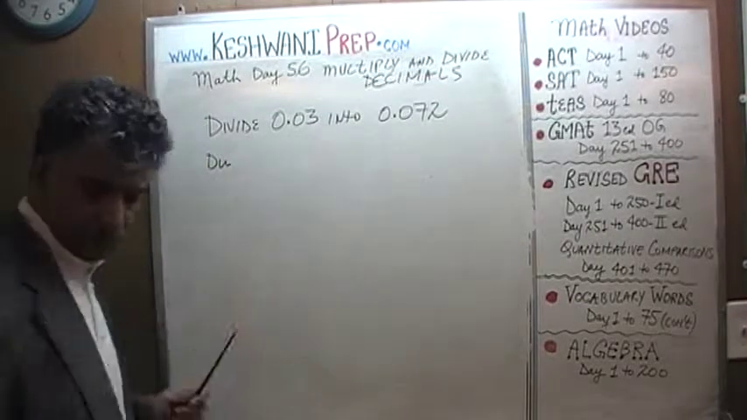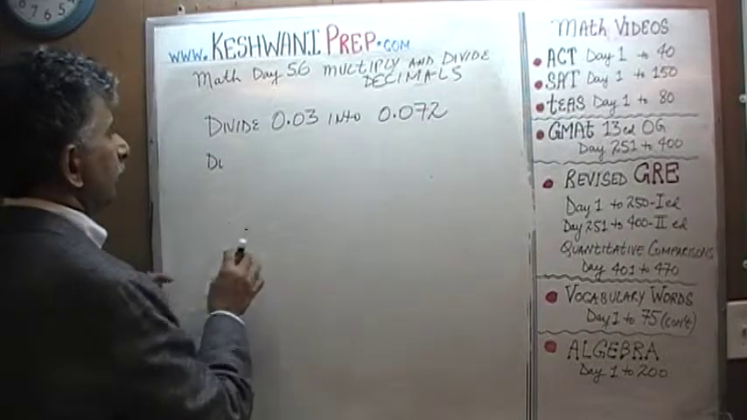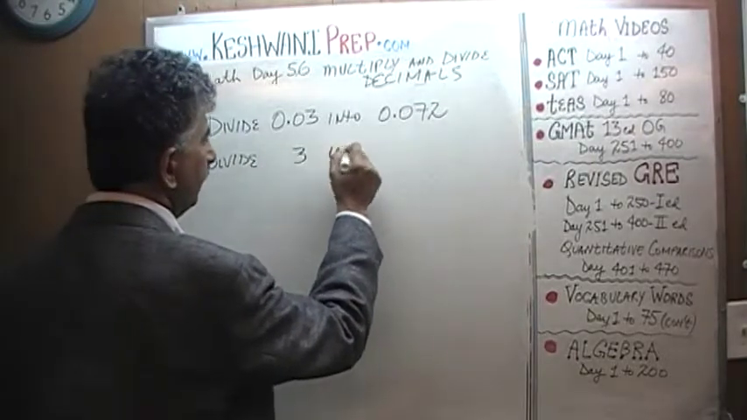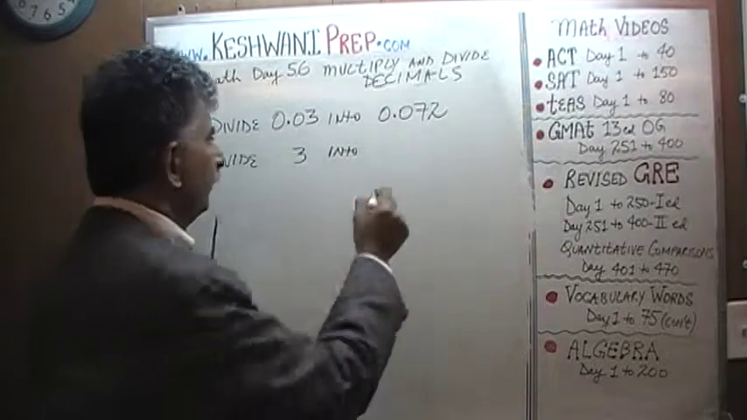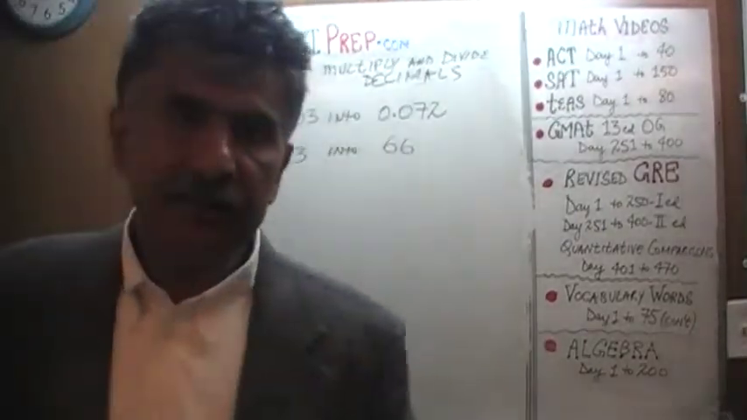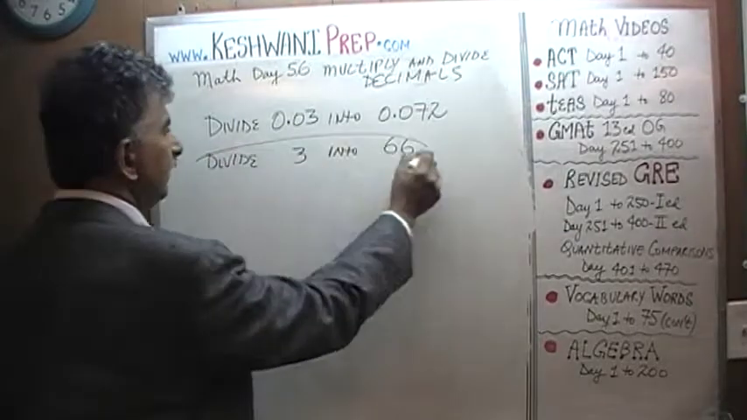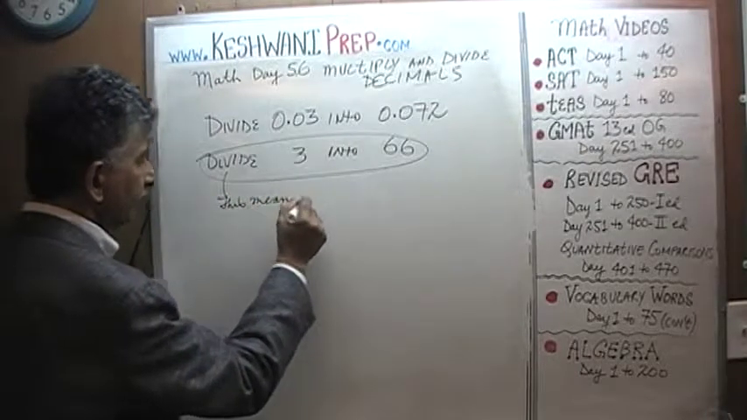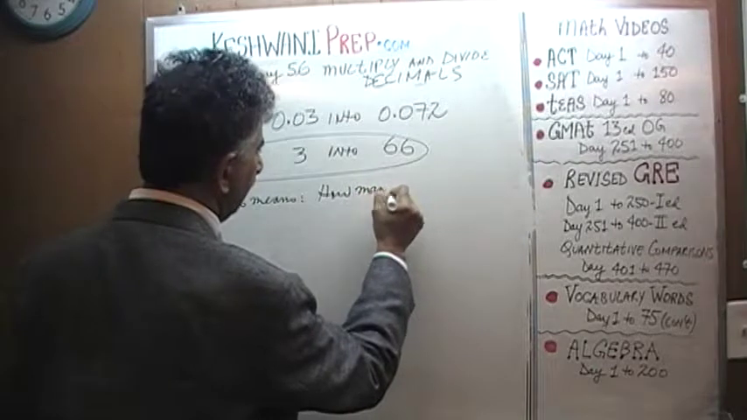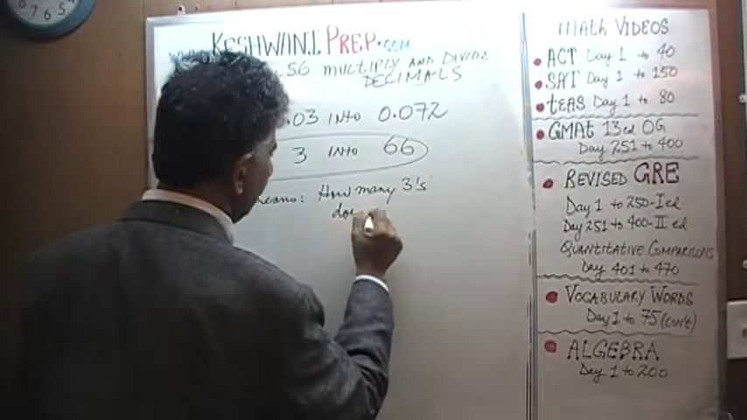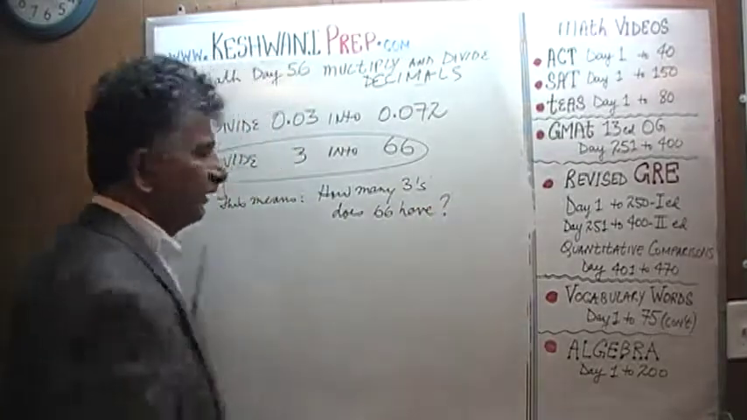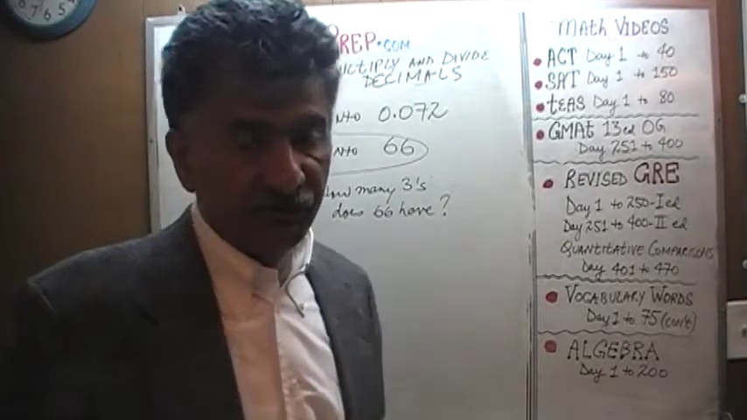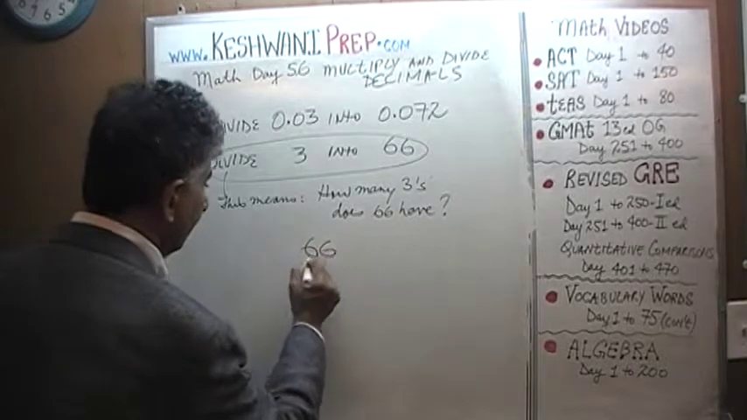If somebody were to ask us to divide 3 into 66. Now what does it mean to divide 3 into 66? This statement here, divide 3 into 66 means, how many 3's does 66 have? That's what it means. How many 3's does 66 have? And how are we going to find that? By dividing 66 by 3.